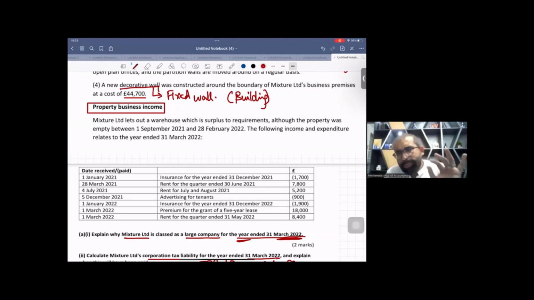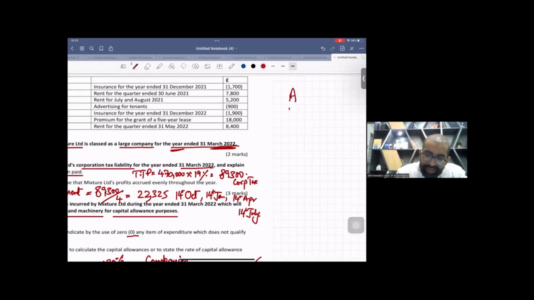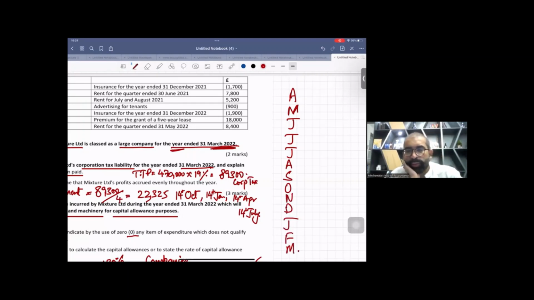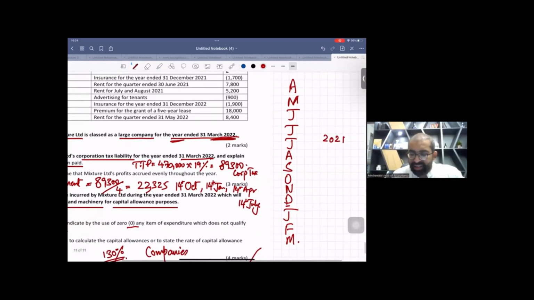So let me write, let's do it like infants, the way you are taught in class. Come on, start. It's April, May, June, July, August, September, October, November, December, Jan, Feb, and March. This is your 12 months. Till here it's 2021, and then these 3 months are 2022. So 1st April 2021 to 31st March 2022.